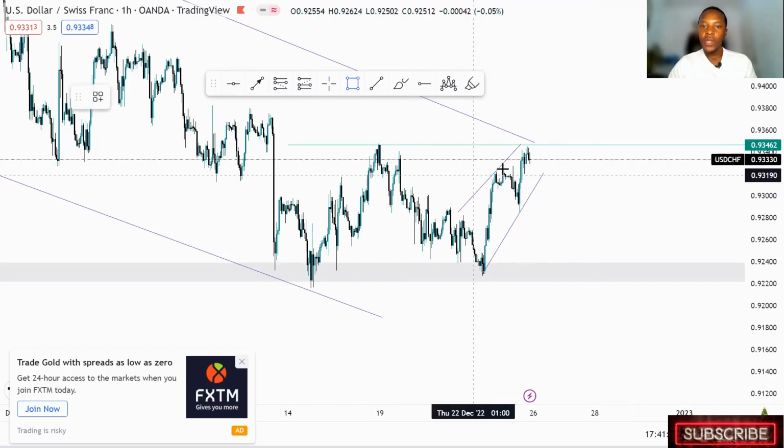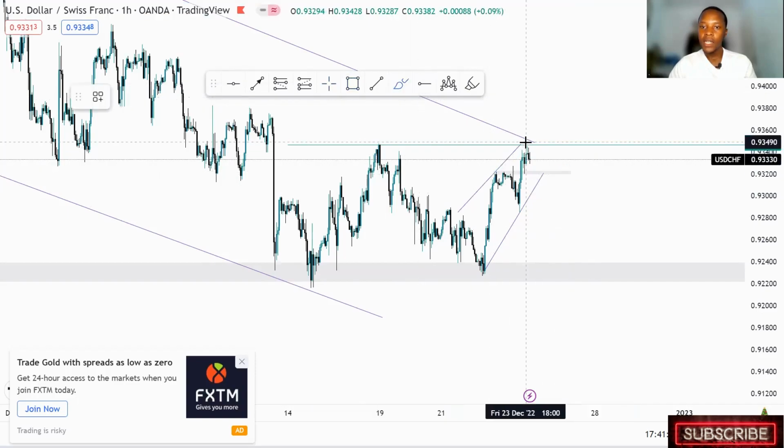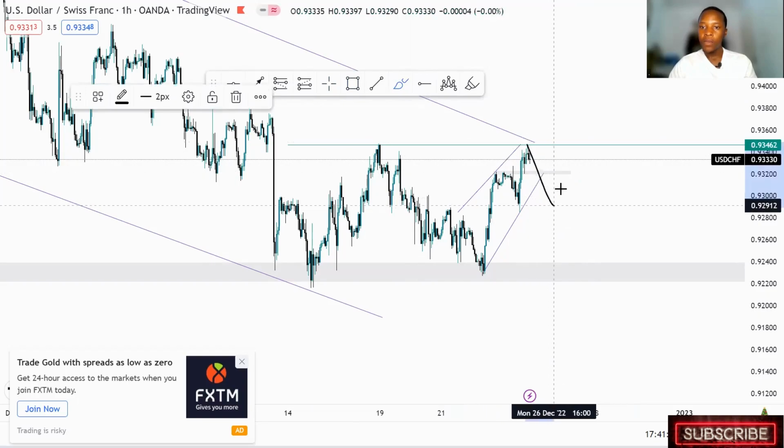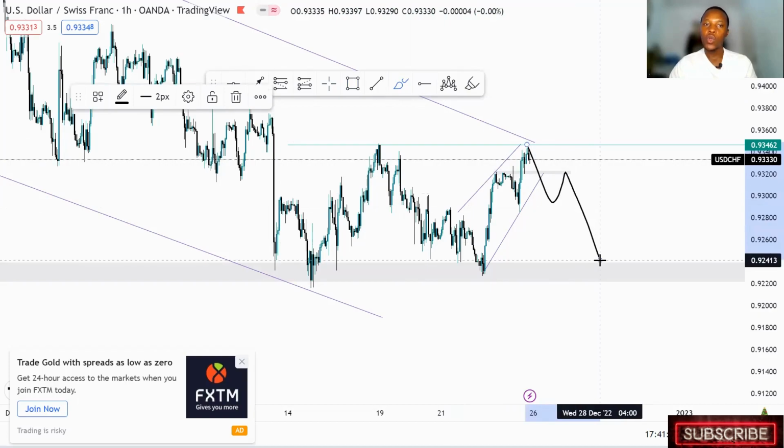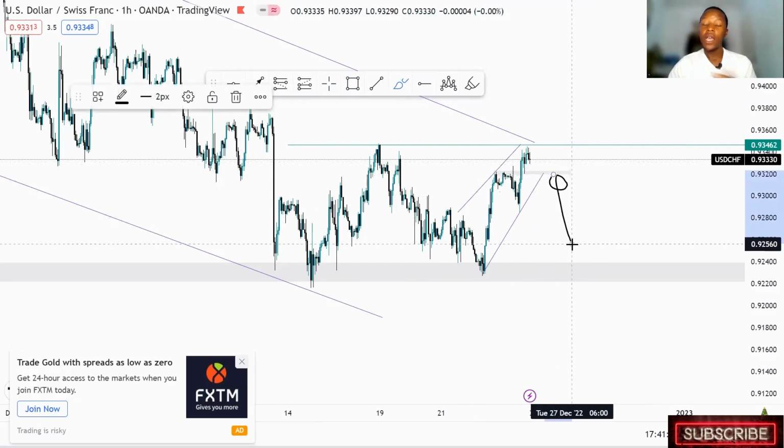So what I see here is we have this. If the market ends up coming here, giving us the retest, and then it forms a head and shoulders, that is going to be a signal for us to sell. So you can either sell from that resistance or sell after the breakout retest, and that's how we're going to know that we have a normal head and shoulders. Then that's where we're going to start looking for sells. So that is it, what I see on USD Swiss francs.